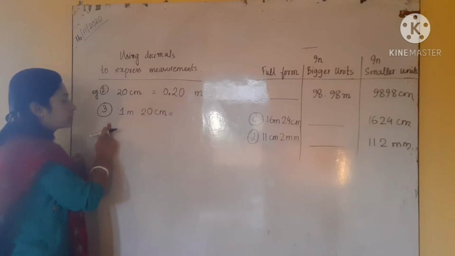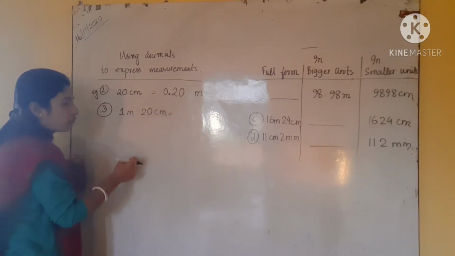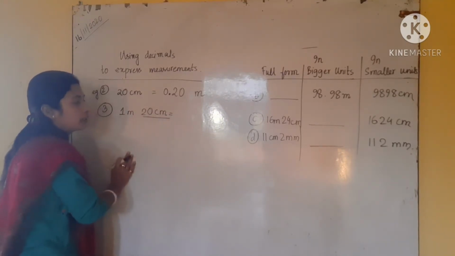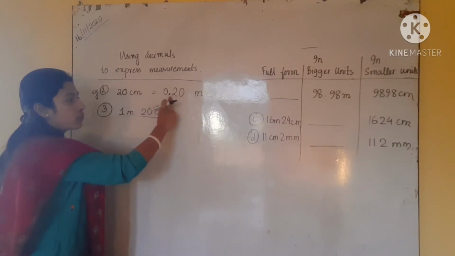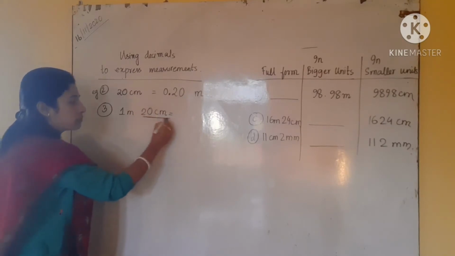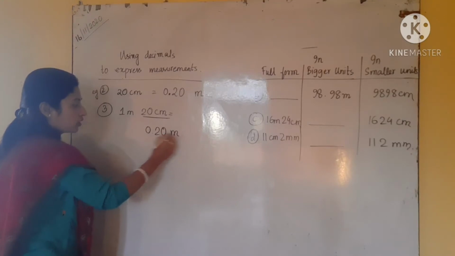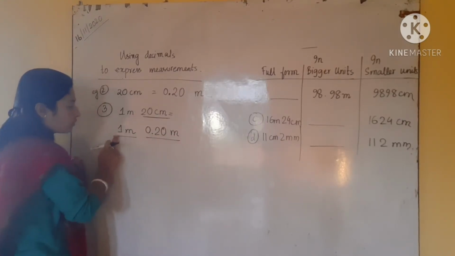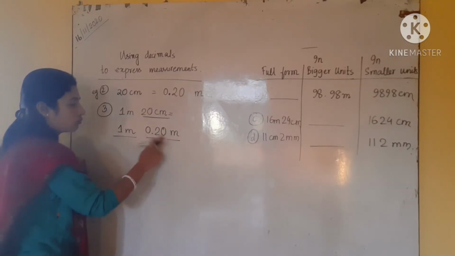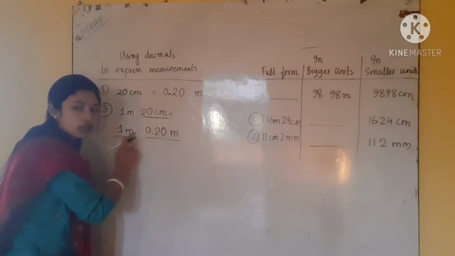So now in example 3, see clearly here there are 2 units present. One is in meter and the other is in centimeter. So what we have to do? We have to convert the 20 centimeter. Already we know that 20 centimeter in meter is 0.20. So in place of this we can write 0.20 meter. Now you can see here the two numbers, that is 1 and 0.20, both are now in meter.